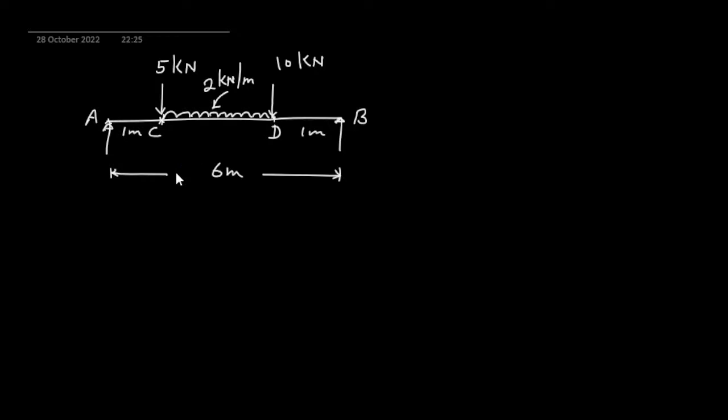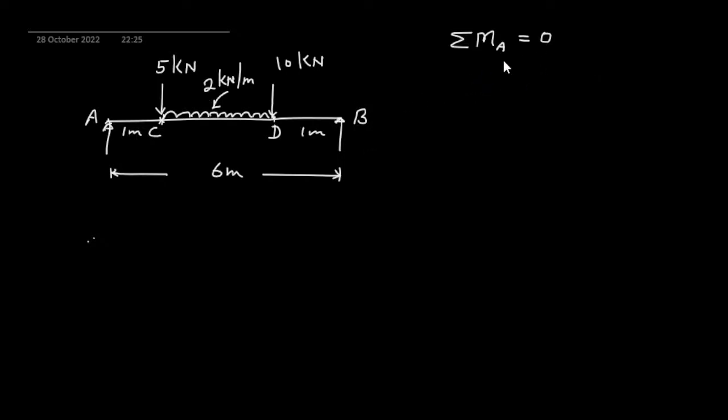Now this system is in equilibrium. That means if I find the moment at point A, the summation of moment at point A will be 0. Sum of all moments about point A is going to be 0. Otherwise, if it is not 0, then it will keep on rotating. But as it is not rotating, moment at point A is 0. Now this implies that your anti-clockwise moment is equal to clockwise moment.